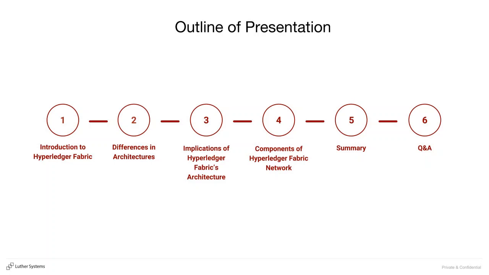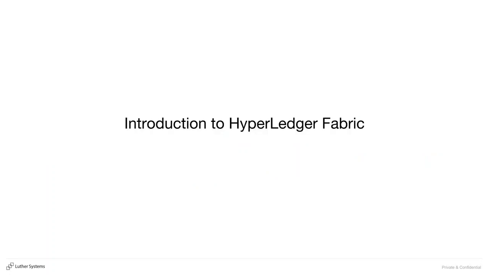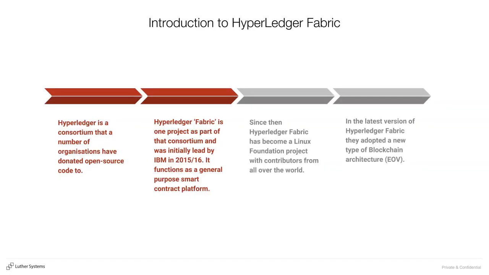So as Julia said, we will be diving into some of the technical and architectural details of the HyperLedger Fabric permissioned blockchain software solution. Just a brief background. HyperLedger is a consortium that a number of organizations have donated open source code to. HyperLedger Fabric is one project as part of that consortium that was primarily led by IBM. IBM had an internal project called Open Blockchain, which they open sourced and donated to the HyperLedger consortium.